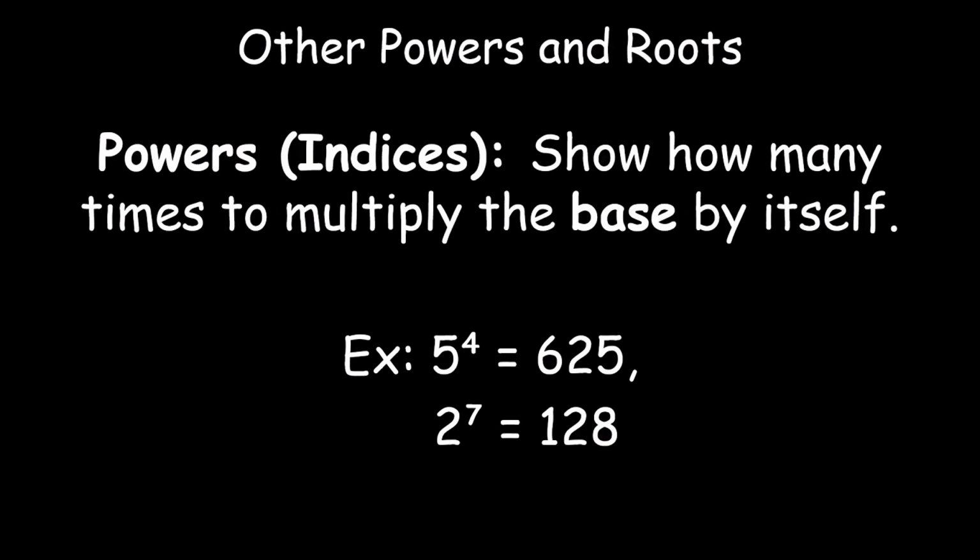2 to the power 7 means 2 is the base, the exponent is 7. So 2 is being raised to the power of 7, or 2 is being multiplied by itself 7 times to get 128. So it's 2 times 2 times 2 times 2 times 2 times 2 times 2, and you get 128. Let's look at other roots outside of 2 and 3.